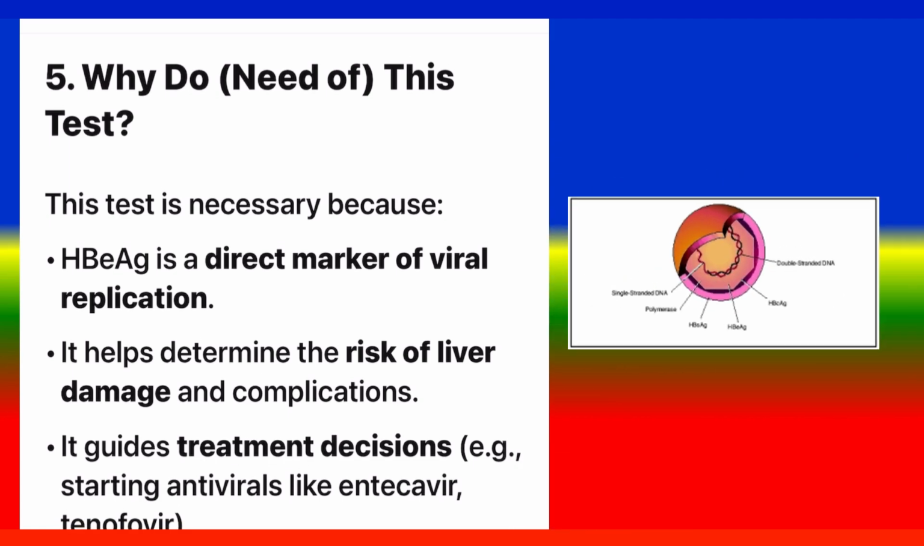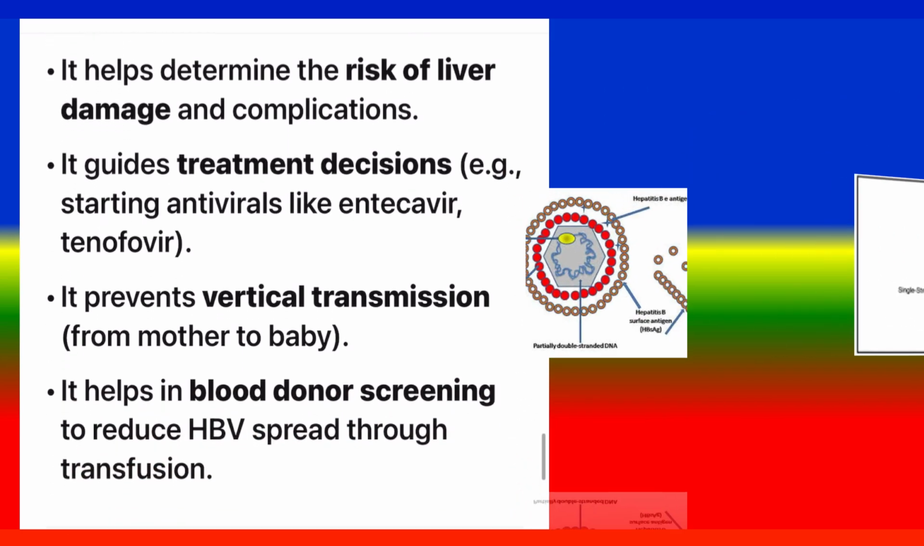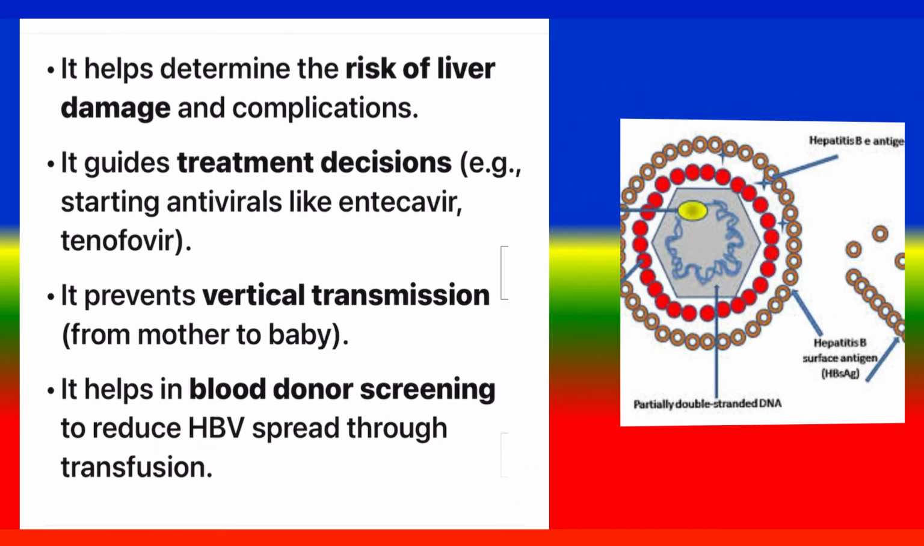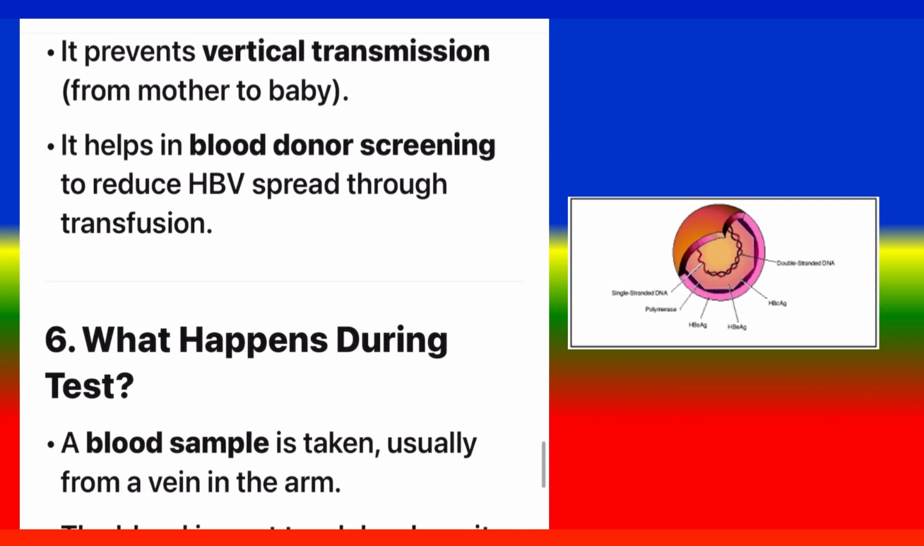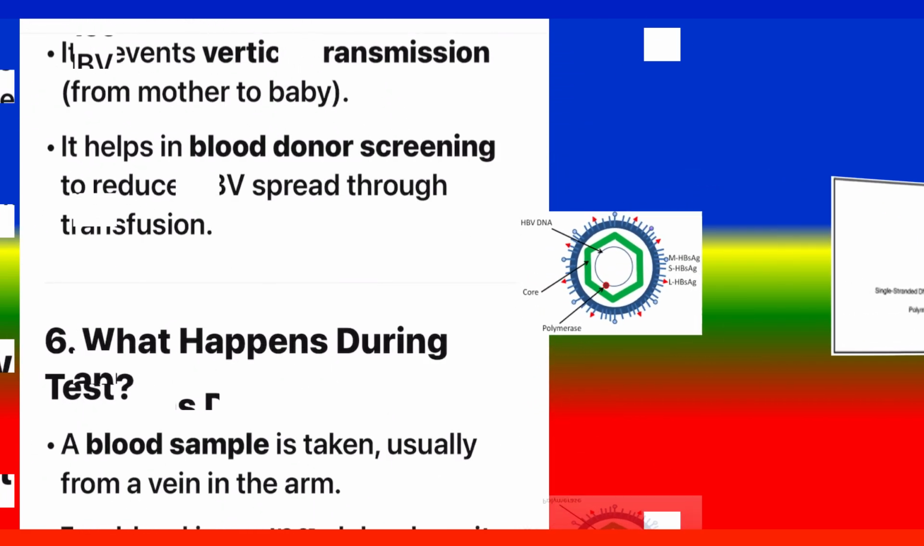Number 5. Why do I need this test? This test is necessary because HBeAg is a direct marker of viral replication. It helps determine the risk of liver damage and complications. It guides treatment decisions, e.g., starting antivirals like entecavir, tenofovir. It prevents vertical transmission from mother to baby. It helps in blood donor screening to reduce HBV spread through transfusion.